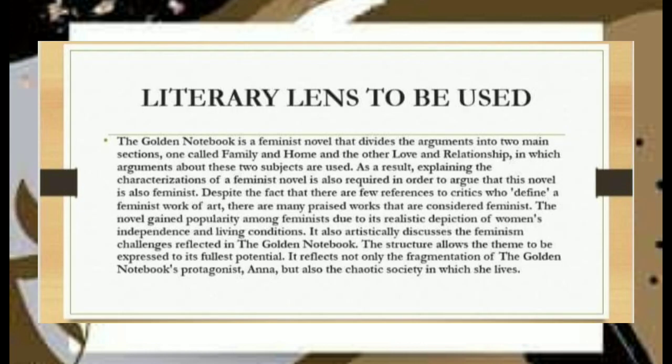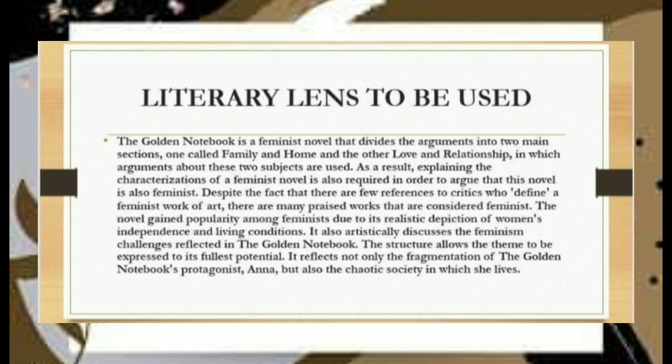The Golden Notebook is a feminist novel that divides the arguments into two main sections, one called Family and Home, and the other Love and Relationship, in which arguments about these two subjects are used. As a result, explaining the characterizations of a feminist novel is also required in order to argue that this novel is also feminist. Despite the fact that there are few references to critics who define a feminist work of art, there are many praised works that are considered feminist.